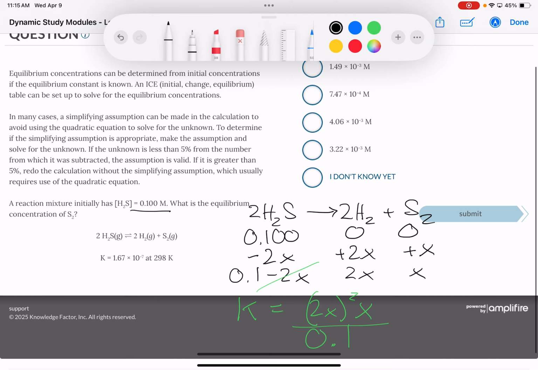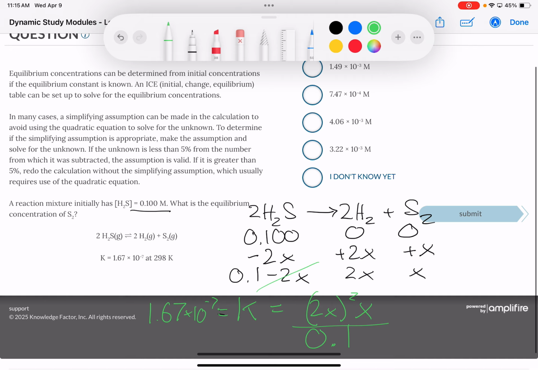So then on this one, this is equal to 1.67 times 10 to the negative 7th. Yes, 4 and 5 are kind of borderline. By the time you get to 6 and 7, there shouldn't be any issue. So 1.67 times 10 to the negative 7th times 0.1.